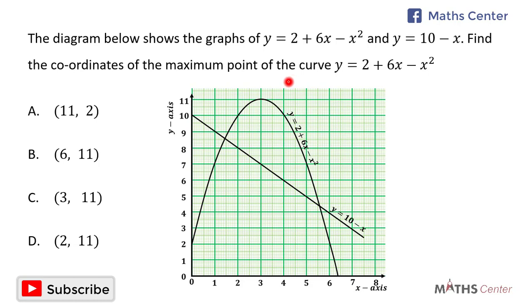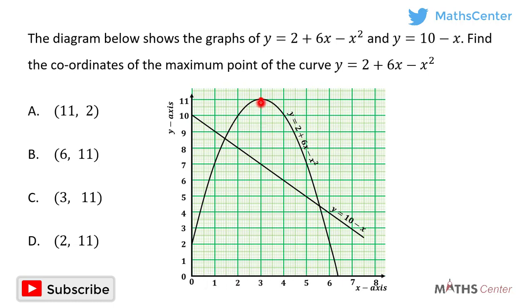The maximum point of the curve will occur at the turning point. The turning point of the curve is the point where the curve turns. On the graph sheet, we can see that the curve turns at this point. So we are looking for the coordinates of this point.